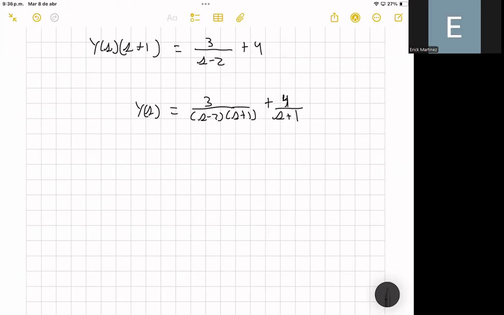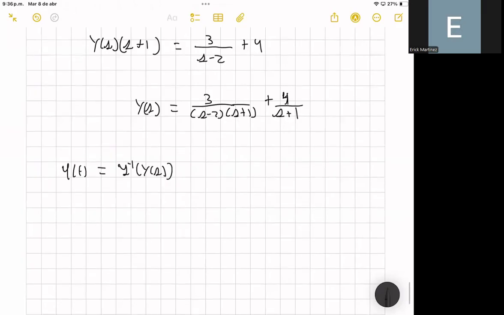And what is y of t? Well, we can compute the inverse Laplace transform. Okay? So we have here the inverse Laplace transform. And we have y of t is equal to, well, here we have a problem, no? The problem is that we don't have any table that looks very similar to this one. So what you need to do is express this term that is very complicated, that is 3 over s minus 2 times s plus 1.